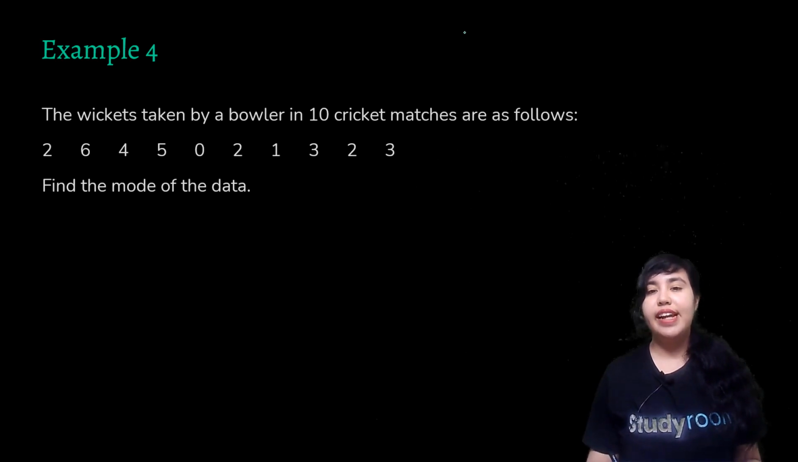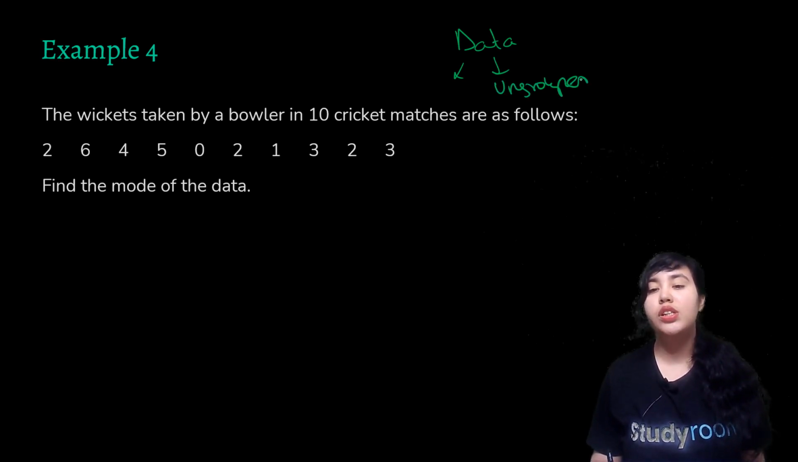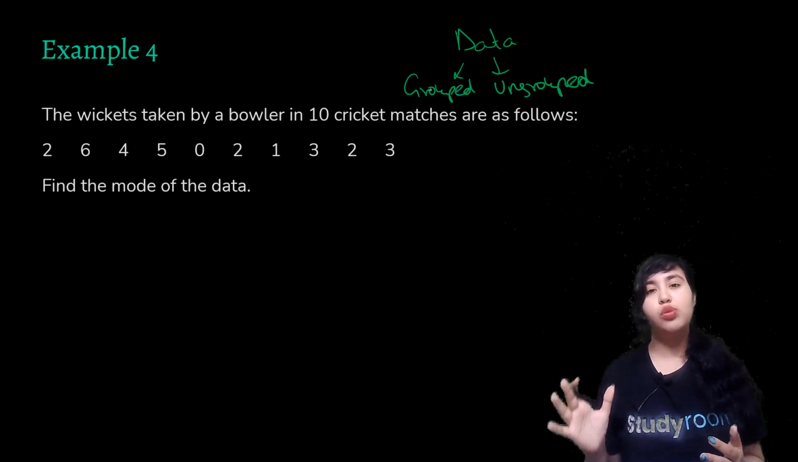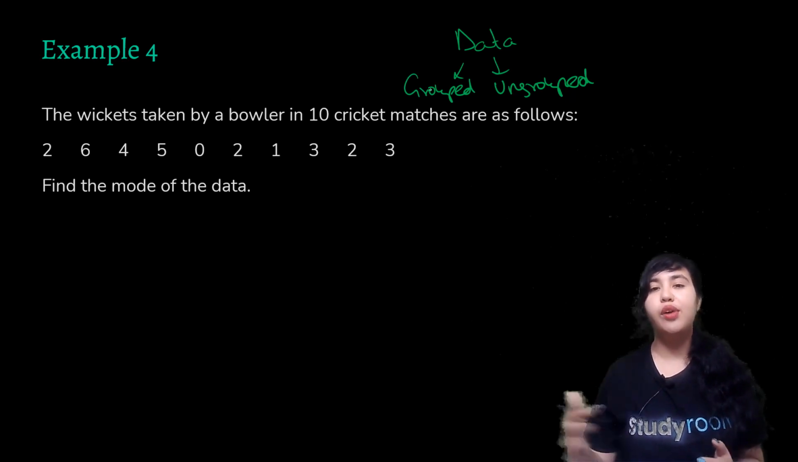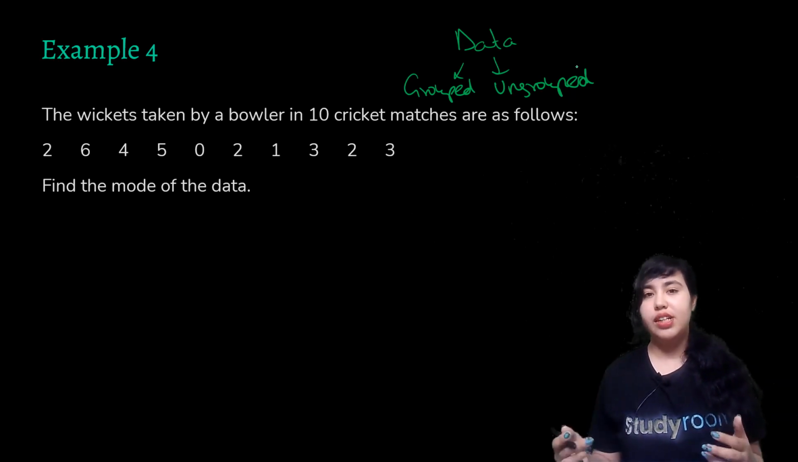Now we know that data can be of two types. Quickly tell me what are the two types of data that we discussed. The data could be ungrouped or it could be grouped. How do you identify, by the way? Grouped data will have class intervals, ungrouped data won't have class intervals. They'll straight away begin with xi, fi values. Alright, now how do you calculate the mode for ungrouped data?